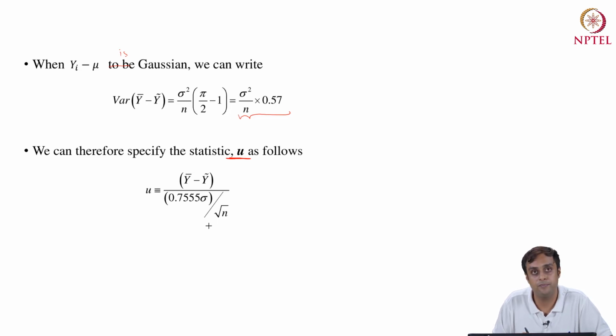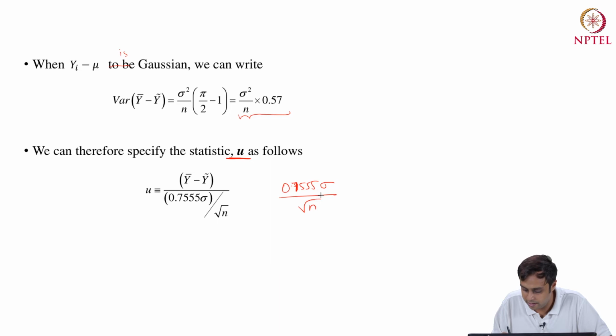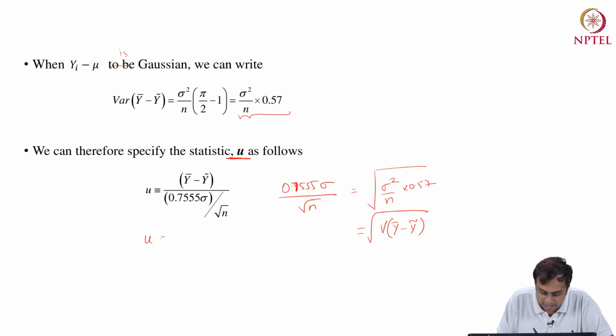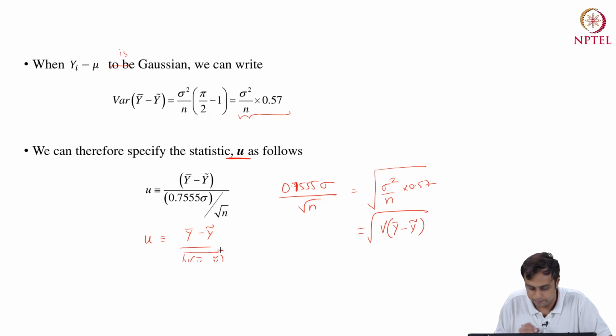over root n, right? So this 0.75 sigma over root n is nothing but the square root of sigma squared over n times 0.57, right? Which is nothing but square root of variance of y bar minus y tilde. So what we are really saying is we are defining this statistic u as y bar minus y tilde over square root of variance of y bar minus y tilde. Okay. So this is a statistic.